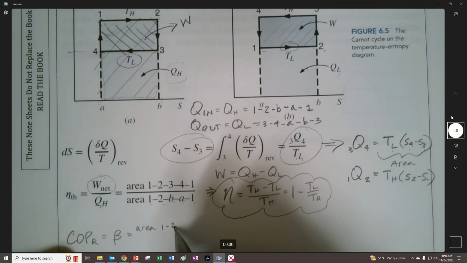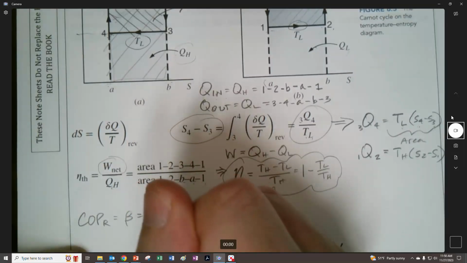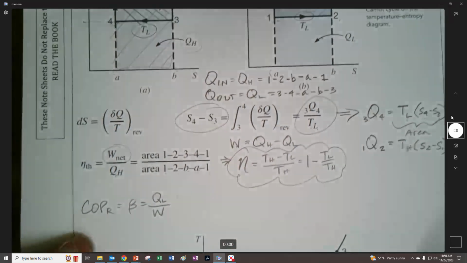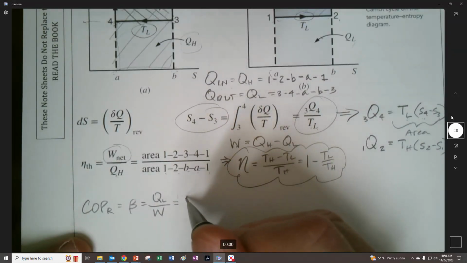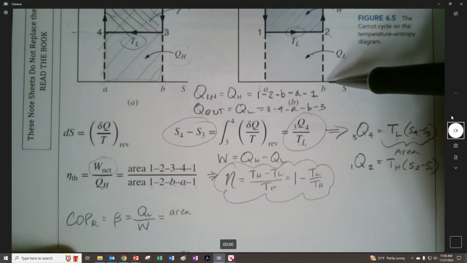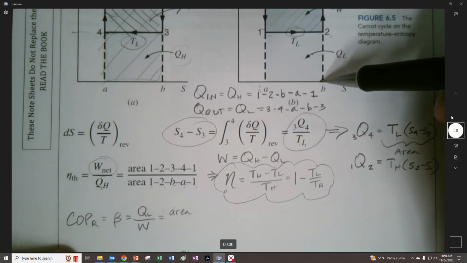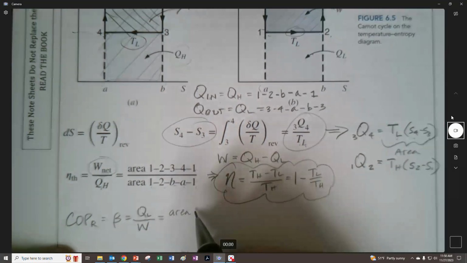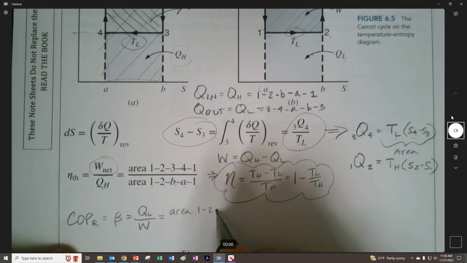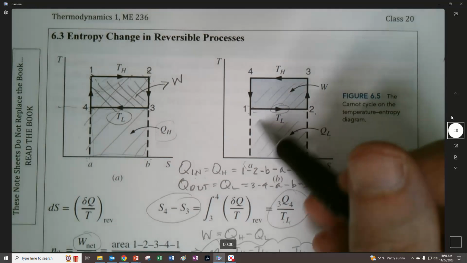Sorry. Remember that by definition beta was QL divided by the work in. And so this is the area of the QL right here: 1 to 2, 2 to B, B to A, and A to 1. All right, so that's that guy right there.